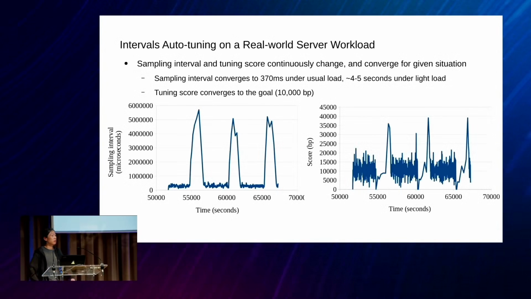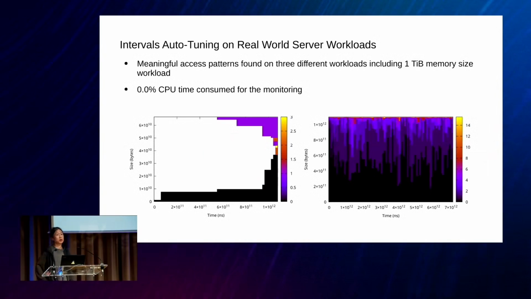So we have tested if this mechanism works as expected on real-world workloads, and we were able to find the auto-tuning is working and converging to optimum values depending on the amount of load of the real workload. And also the resulting monitoring visualization always looked, or at least felt, reasonable enough to make some distinction between data of different access temperatures, like showing this. And the monitoring overhead was always low enough, about 0.0% of single CPU time.